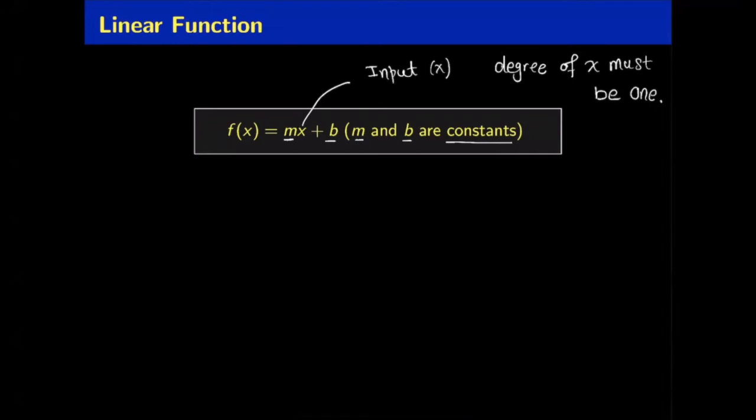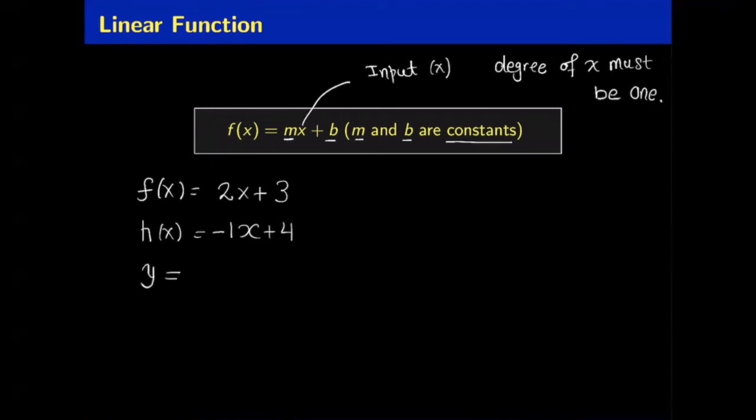Let me give you a few examples of linear functions. f of x is equal to 2x plus 3 is a linear function. You can say h of x is equal to negative 1x plus 4 is a linear function. You can also write y is equal to 2x minus 4. Instead of writing f of x, we can also write y, and this is also a linear function.